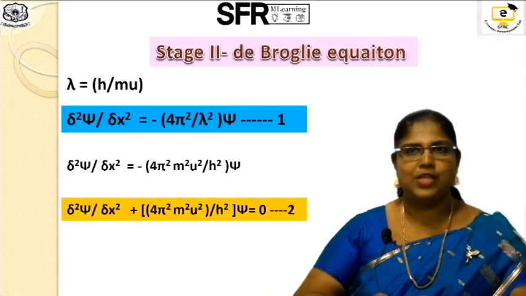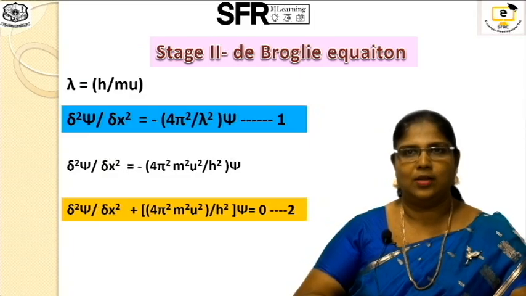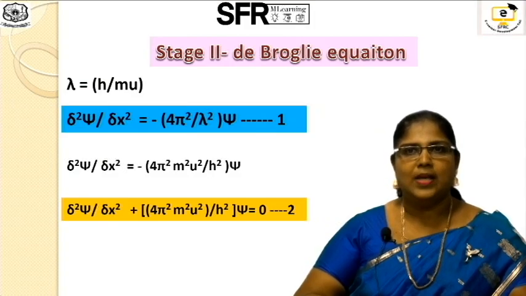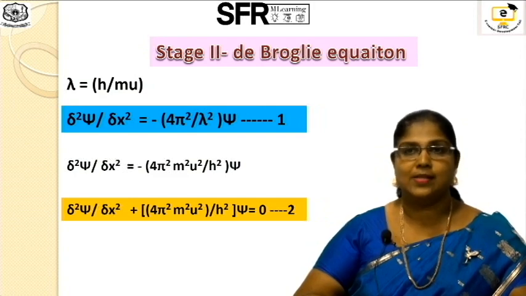Next step, so stage 1 is over. From stage 1 we have got an answer, and now stage 2 is applying the de Broglie equation. We also know the de Broglie equation, λ equals h by mv, where λ stands for the wavelength, h is the Planck's constant, m is the mass, and v is the velocity. Now, I am going to substitute this value of λ in the first equation, which I said in the previous section. In stage 1 we arrived at this equation, which I have written again.